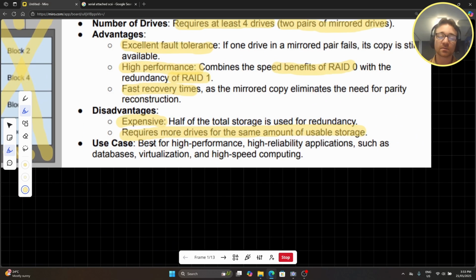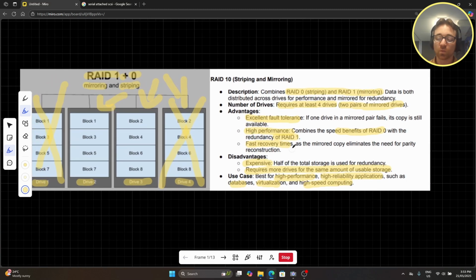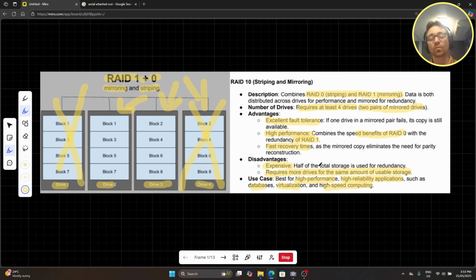But essentially, guys, a use case for this is high performance, high reliability applications, maybe a database, virtualization, high-speed computing. It will pretty much lay it out for you in the scenario that they give you. They will say, we want the best uptime, we want the best speed, we want the best redundancy, and we have no issues with budget, right? In that case, RAID 10 would probably be the one.